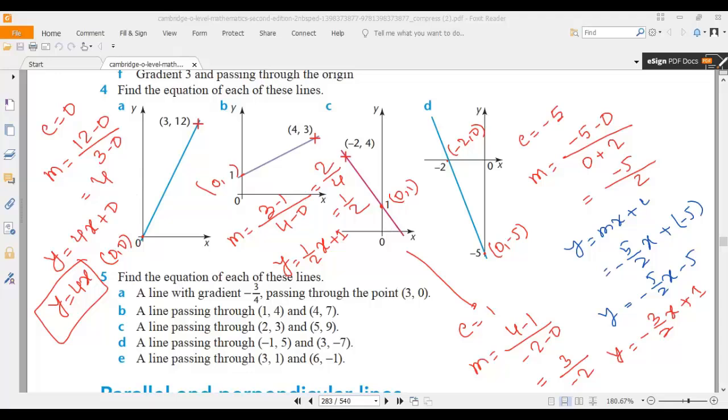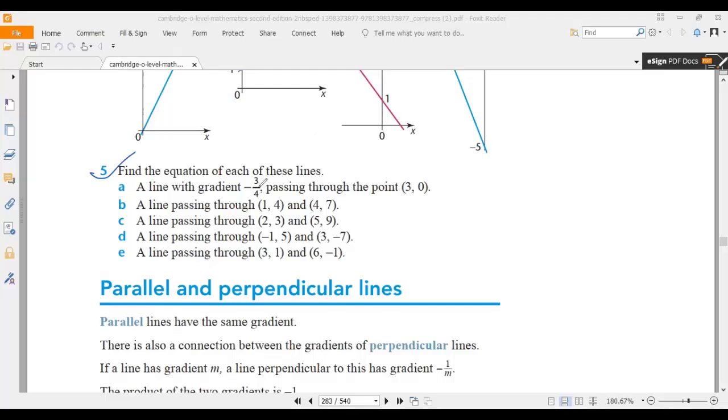Now, number 5. Number 5 says, find the equation of each of these lines. Now, we need to find out the equation. 5a. Here, a line with gradient minus 3 by 4. That means gradient m equal to minus 3 by 4, and it is passing through the point 3, 0.